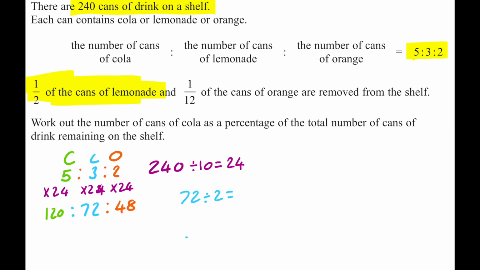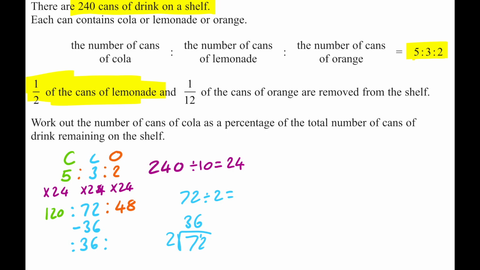I'm going to use my bus stop method here. So how many 2's go into 7? Well, that gives us 3, remainder 1. How many 2's into 12? Well, that gives you 6. So that means that 36 are removed. So 72 minus 36 then gives you 36 left on the shelf.